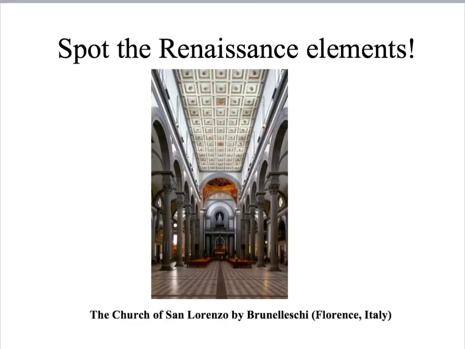So just like we did with the paintings, I want you to look inside this church in Florence. This is called the Church of San Lorenzo by the architect Brunelleschi. And tell me exactly how you know that this is a Renaissance designed church.